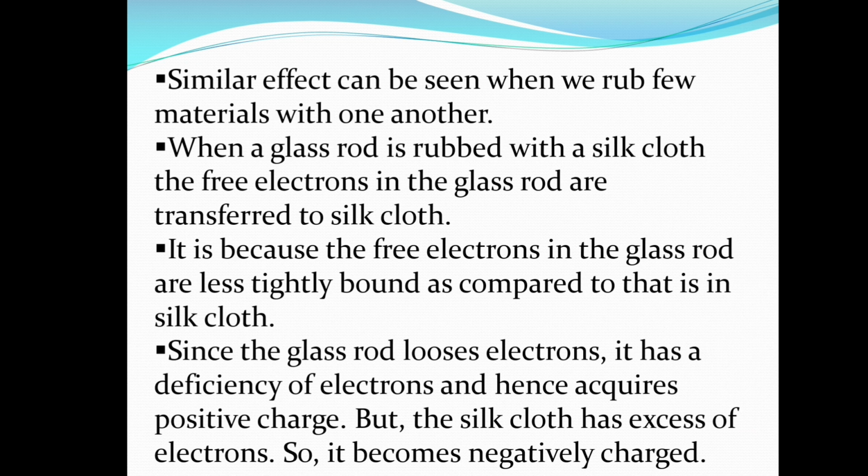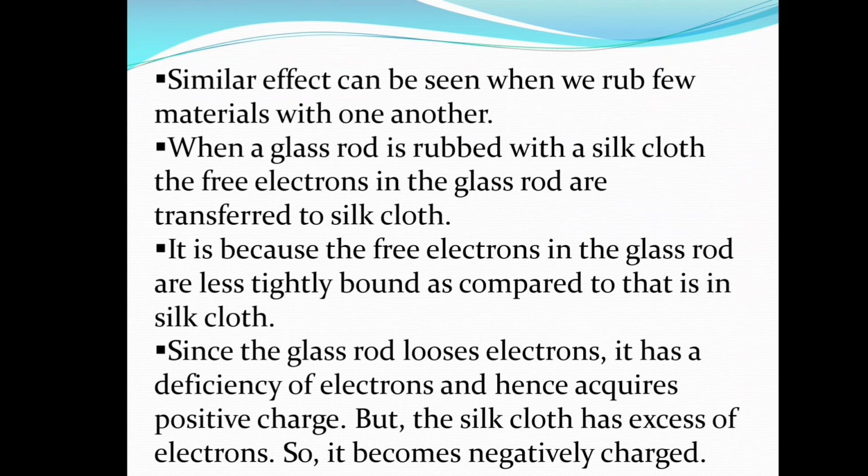When a glass rod is rubbed with a silk cloth, the free electrons in the glass rod are transferred to the silk cloth. It is because the free electrons in the glass rod are less tightly bound as compared to those in the silk cloth. Since the glass rod loses electrons, it has a deficiency of electrons and hence acquires a positive charge, but the silk cloth has an excess of electrons, so it becomes negatively charged.